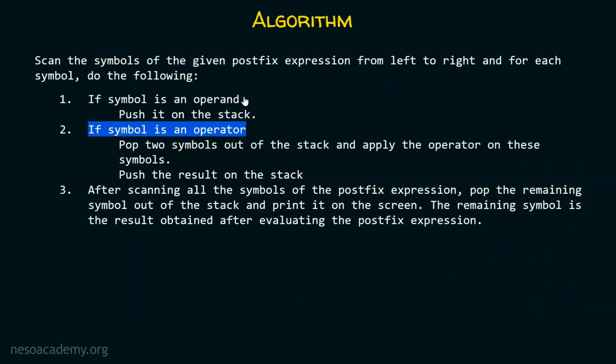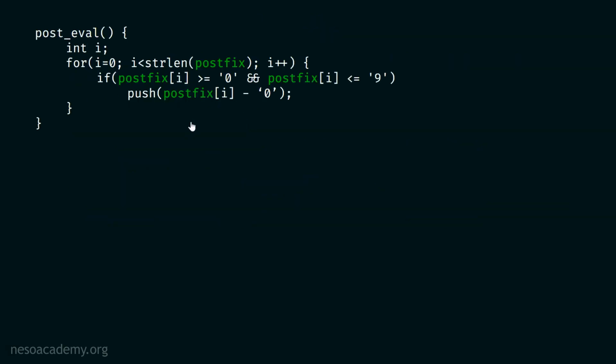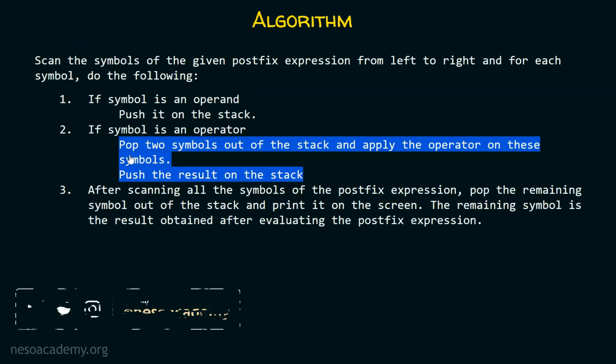If symbol is an operand, then we'll push onto the stack the integer equivalent of the character and not the character itself. What happens if symbol is an operator? What to do in that case? If symbol is an operator, we have to put all the different cases. First of all, an else part is required, because if the symbol is not an operand, then it will be an operator, right? Then in that case, pop two symbols out of the stack and apply the operator on these symbols, right? And then push the result on the stack.